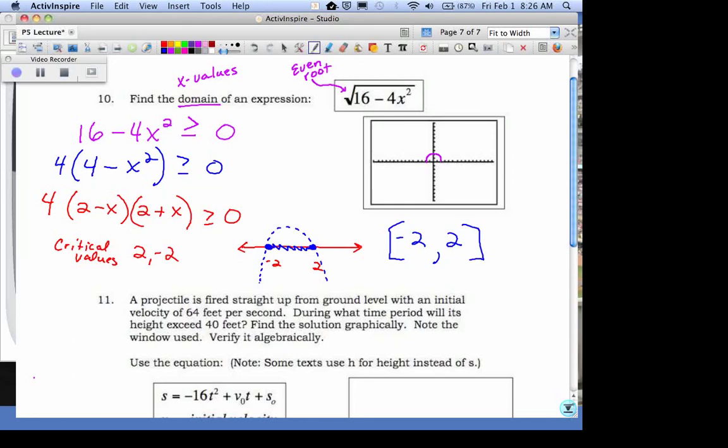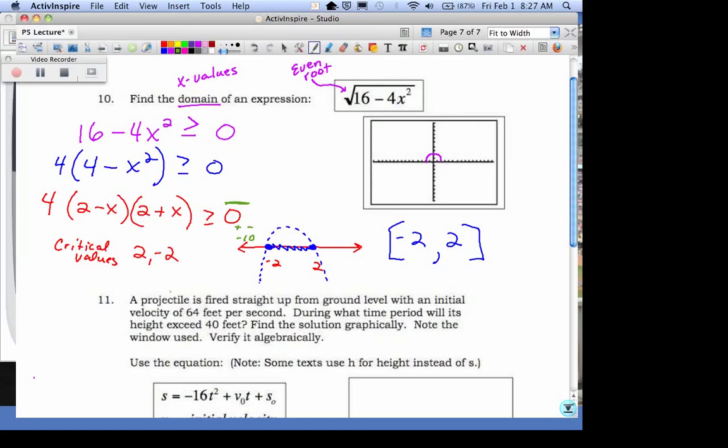Let's say you don't know what the parabola is doing. You totally forget. It's on the non-calculator. What could you do? Pick a number between negative infinity and negative 2. Negative 10. What happens when you put a negative 10 here? That's positive. What happens when you put a negative 10 here? That's negative. What happens when you take a positive times a negative? Negative.